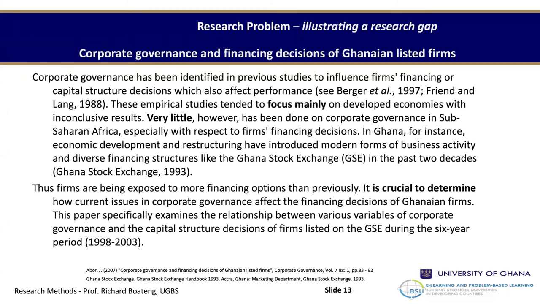The first gap is telling us that the current studies on corporate governance have been on developed countries at the expense of developing ones. So it tells you that there's not much on developing. But it also tells you that even the work on developed countries is inconclusive. So if you want to do the study in the UK, it's still allowed because there are inconclusive results concerning corporate governance and capital structure decisions of firms in the developed world.